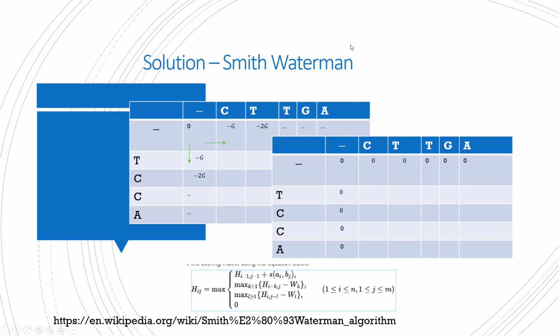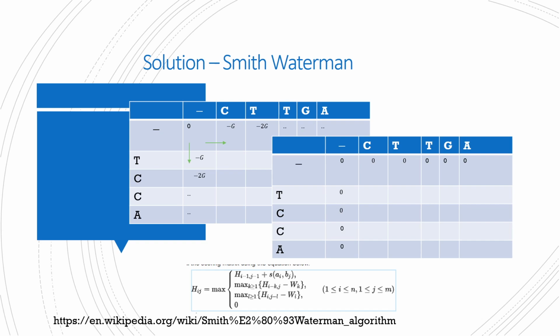If you look through Wikipedia, the solution is commonly referred to as Smith-Waterman, and it's a slight variation on the Needleman-Wunsch algorithm that we saw in the earlier videos.